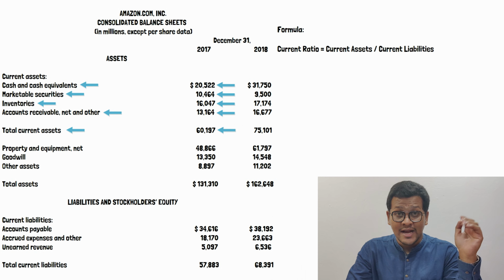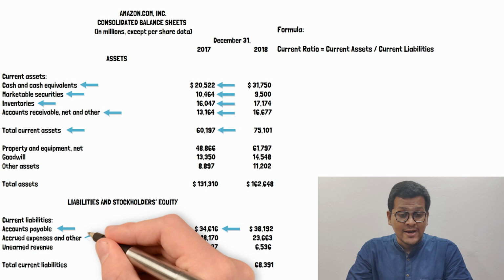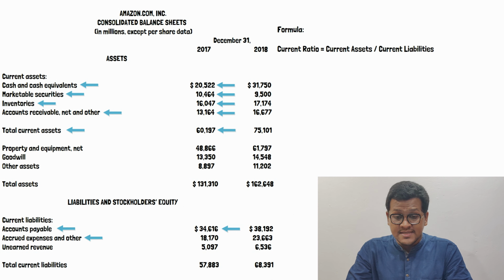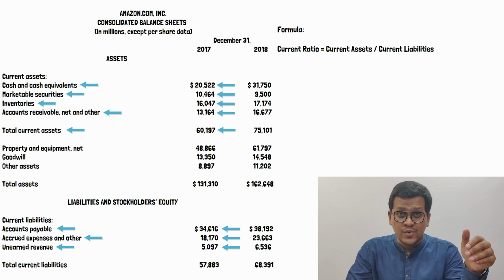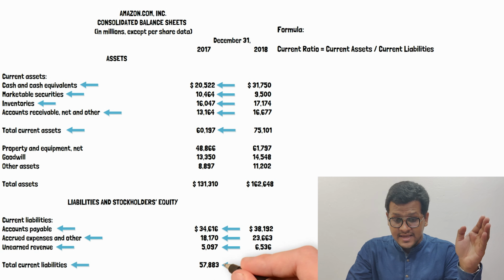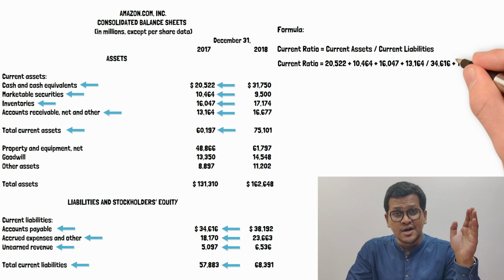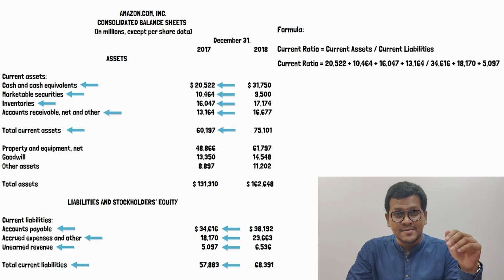Next, we will move to the current liabilities section. We have accounts payable 34616 million. We have accrued expense and other, that is 18170 million. We have unearned revenue, that is 5097 million. If we add these three items, we are going to get total current liabilities, and that is 57883 million. So now we are going to divide the total current assets by total current liabilities.